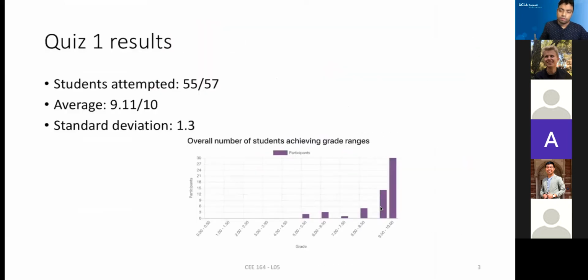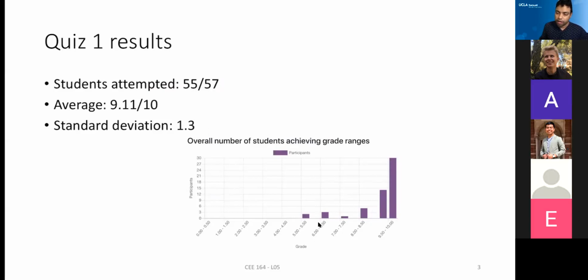All right, so this is the quiz results. 9.11 is the average, which is more than 91%, which is a good score. And this is the distribution of the class. As you see, the majority of the students got more than 9. This is up to 9.5 to 10. That means these are above 9. And there are some scores below 9, but you should not worry too much because it's best 3 of 4 quizzes. So you have another 3 quizzes to take to do well.